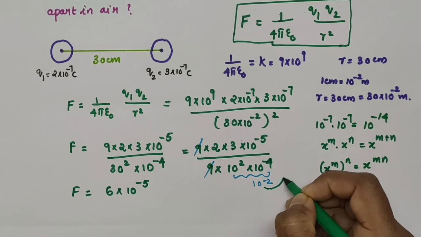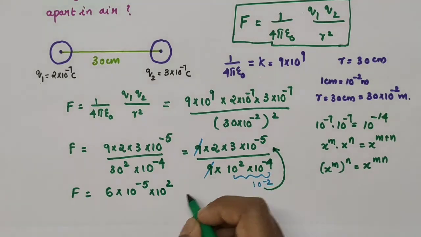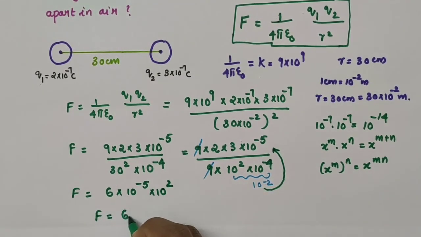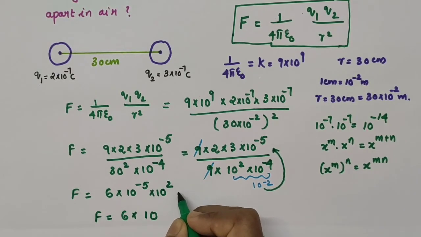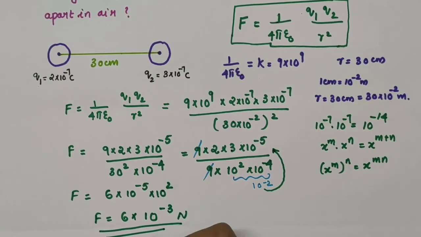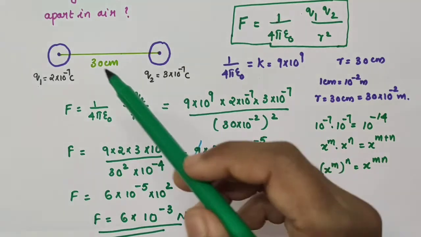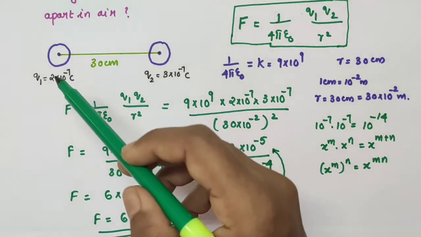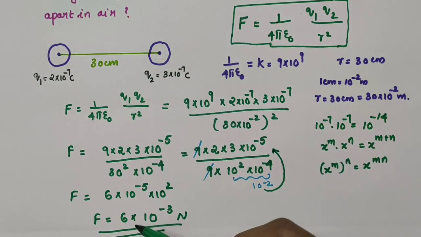And when we take this 10 raised to minus 2 to the numerator, it becomes 10 raised to plus 2. Okay, so here we have F equal to 6 into 10 raised to minus 5 into 10 raised to 2. That is 10 raised to minus 5 plus 2, which is minus 3. So the force will be F equal to 6 into 10 raised to minus 3 Newton. Okay, so what is the magnitude of the force between these two small charged spheres having charges 2 into 10 raised to minus 7 coulomb and 3 into 10 raised to minus 7 coulomb separated by a distance of 30 centimeter? Its magnitude is 6 into 10 raised to minus 3 Newton.